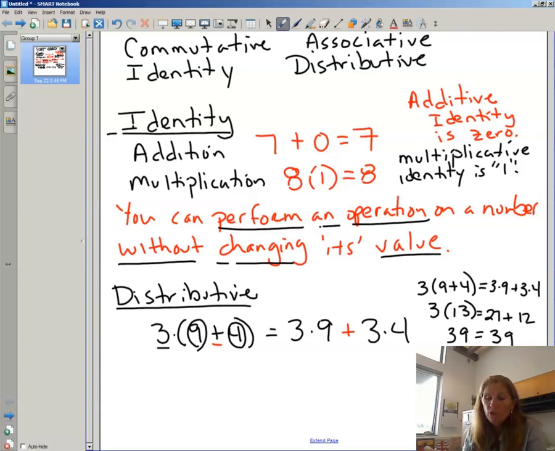So we can show you that whether you do it the left side or the right side way, it's always going to be equal. So that's what the distributive property says. We can have that distributive property for other numbers as well.